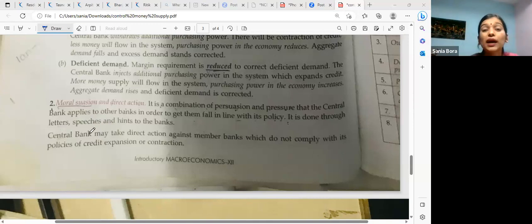So over here, it's not compulsory, but the central bank may take direct action against member banks which do not comply with its policies on credit expansion or contraction. So the central bank can take action against the commercial banks when they are not following its policies. Clear?